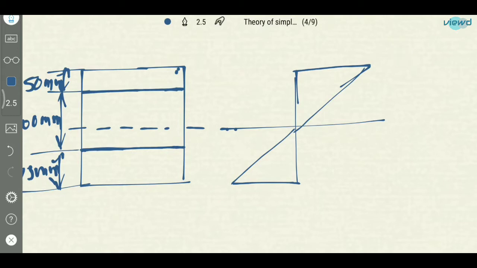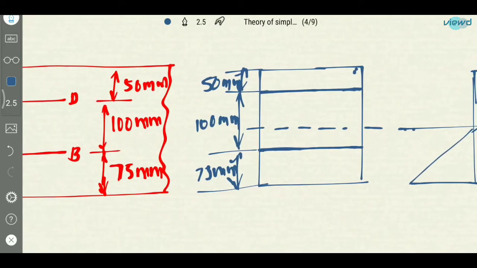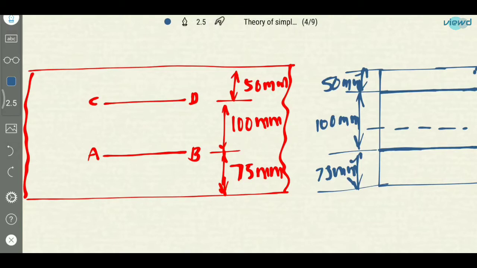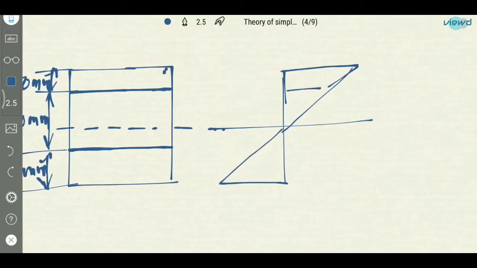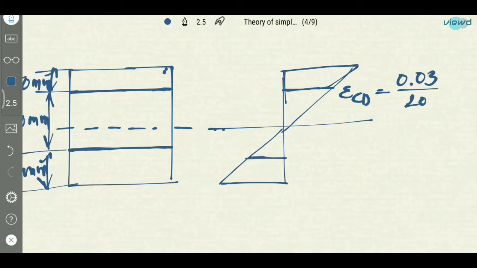and what will be the strain at this layer CD? So this will be the strain. This will be epsilon CD, which is equal to, so how much strain is induced in CD? Change in length is 0.03 divided by 20, the gauge length. So 0.03 by 20 is the epsilon CD. Then what will be here? Epsilon AB will be 0.09 divided by 20.